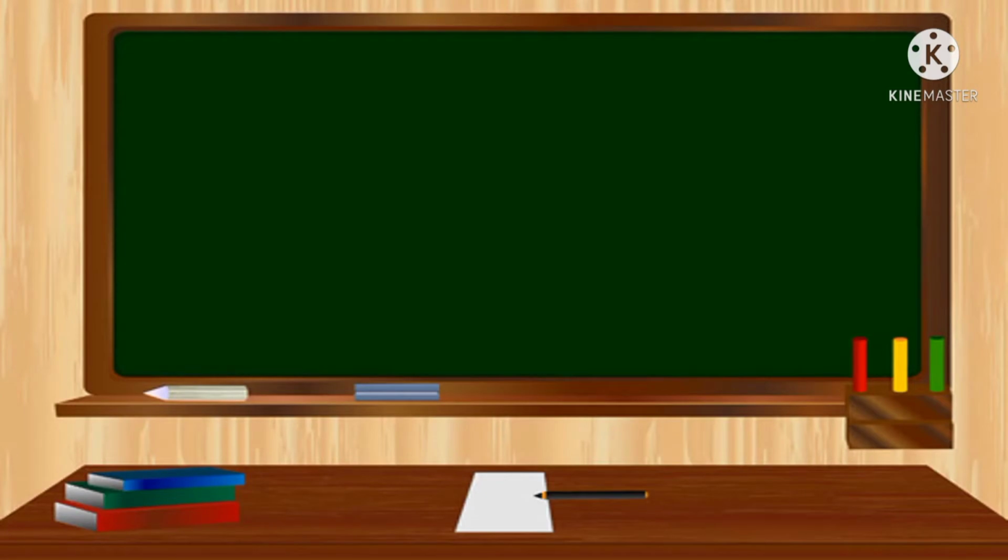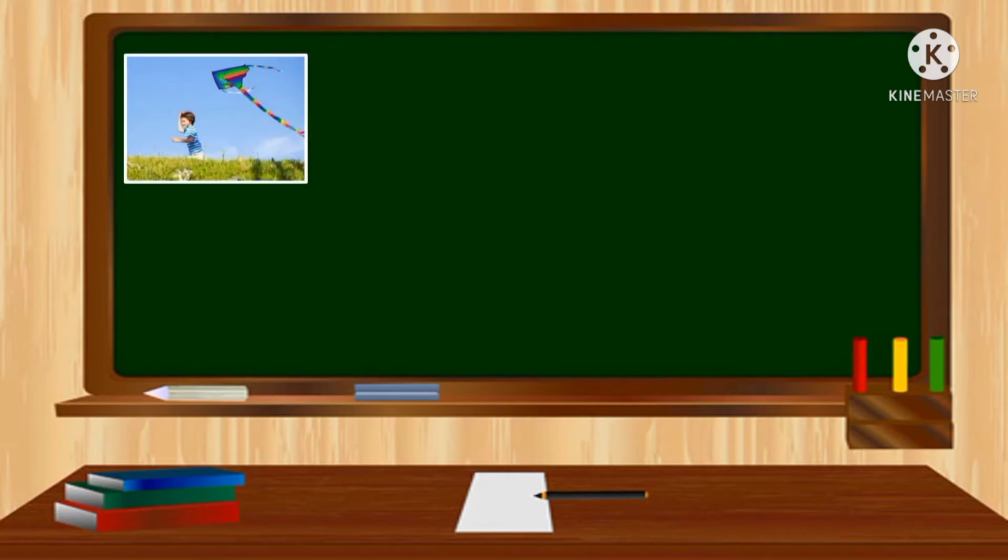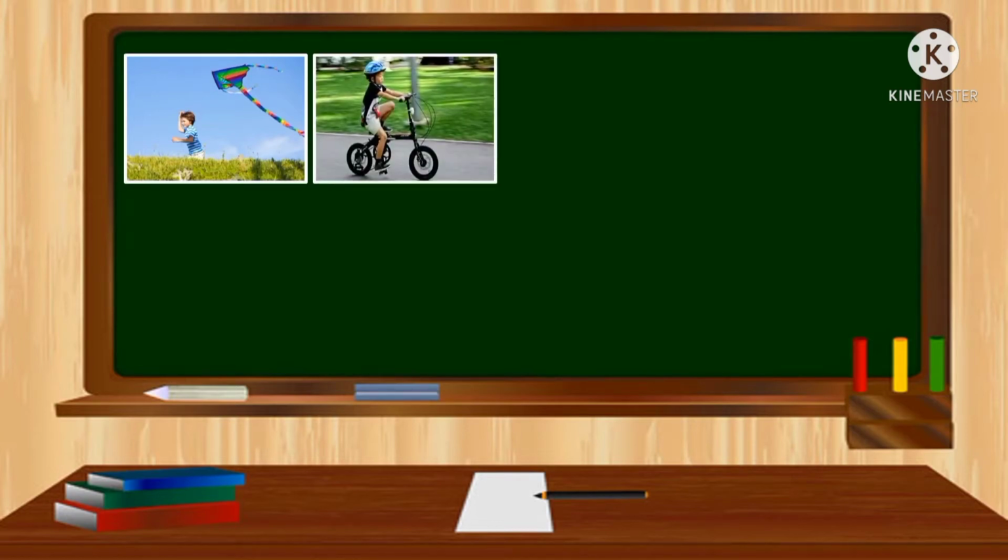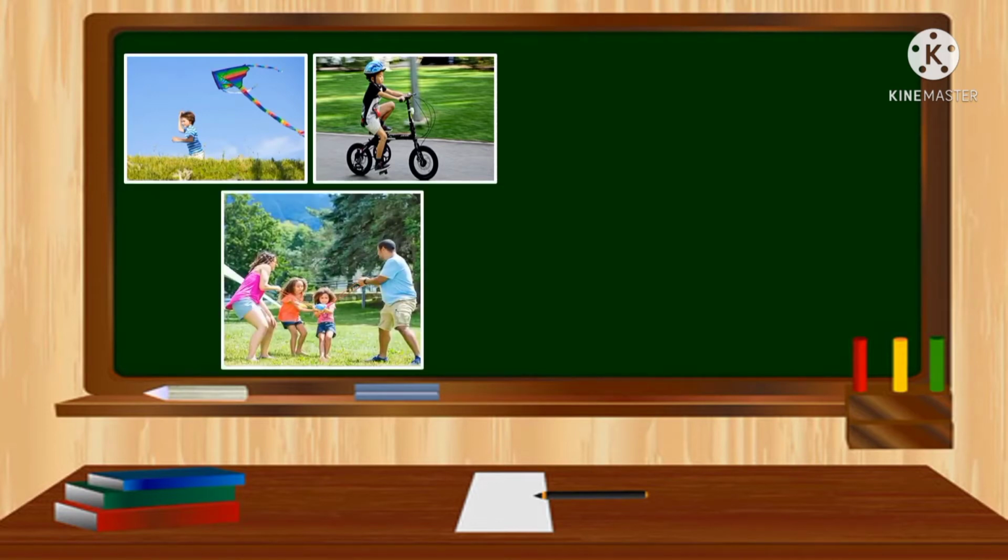Study the following pictures. At what time of the day does each picture show? For the first one, there is a boy flying a kite. The next one, yes, a boy riding a bicycle. And for the third one, family playing together at the park.